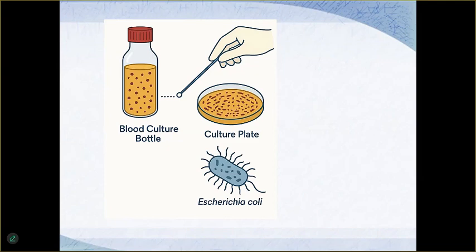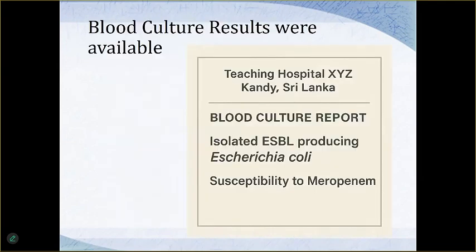The report says, by the traditional culture method, the blood culture isolated ESBL-producing Escherichia coli. So that is a common organism which can cause intra-abdominal sepsis. And if you neglect the treatment, the patient can go into endotoxic shock and die.